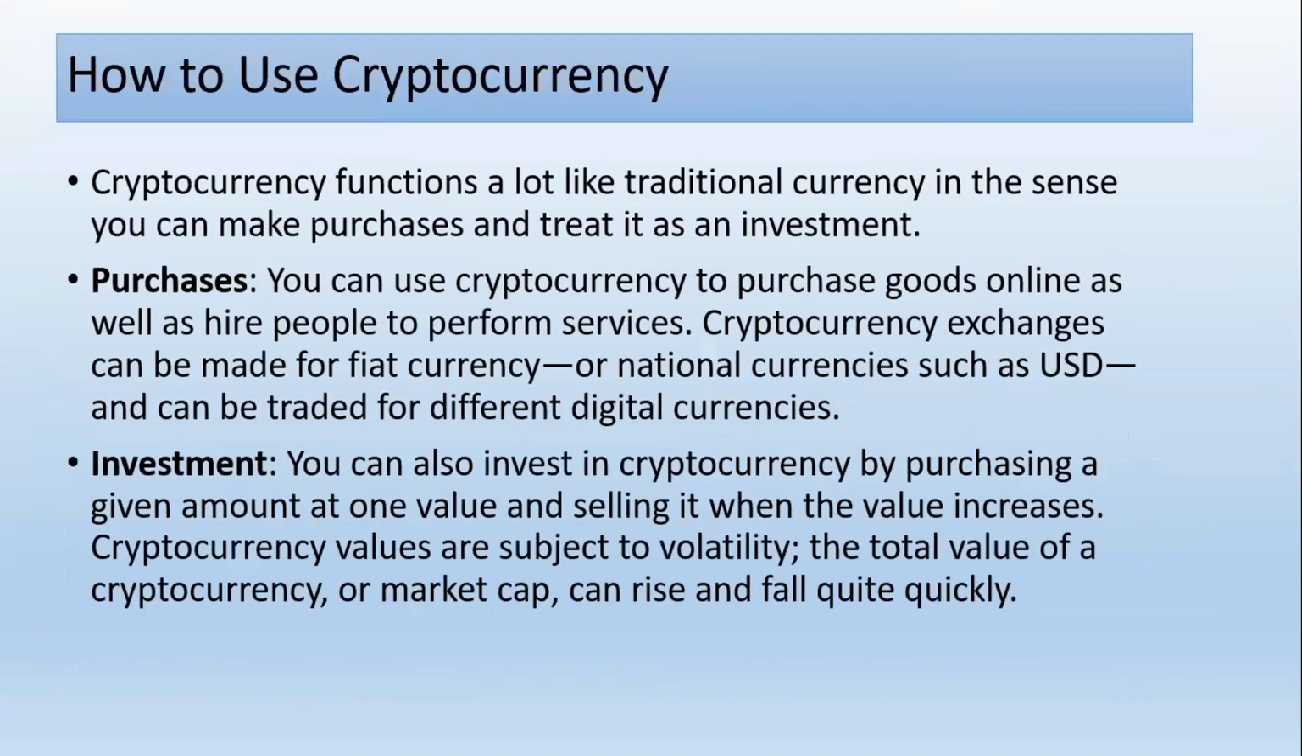So how to use cryptocurrency? Cryptocurrency functions a lot like traditional currencies in the sense you can make purchases and treat it as an investment. Purchases, you can use cryptocurrencies to purchase goods online as well as hire people to perform services. Cryptocurrency exchanges can be made for a fiat currency or a national currency such as USD and can be traded for different digital currencies. You can also invest in the cryptocurrencies by purchasing a given amount at one value and selling it when the value increases. Cryptocurrency values are subject to volatility. The total value of the cryptocurrency or the market cap can rise and fall quite quickly.